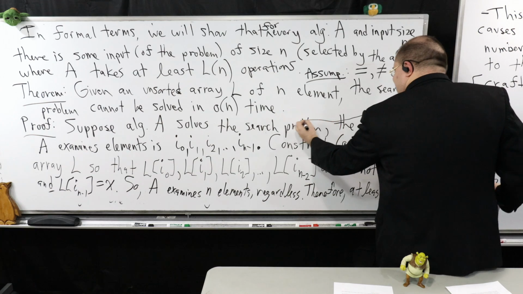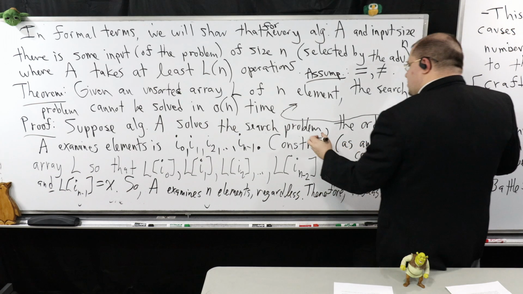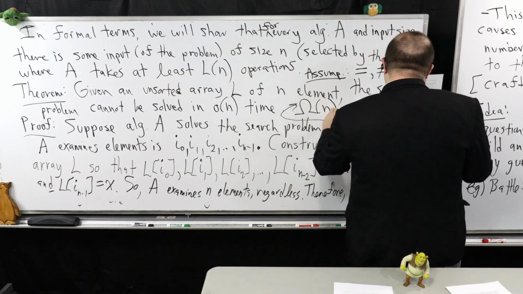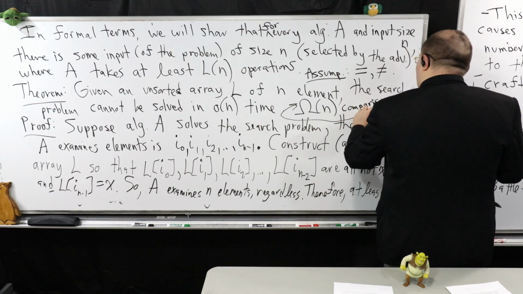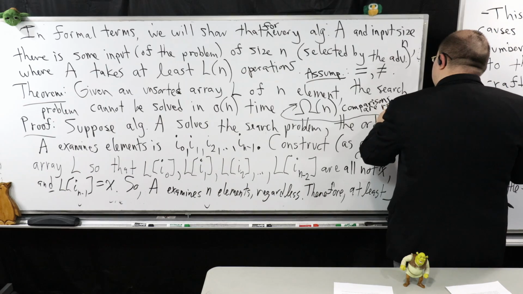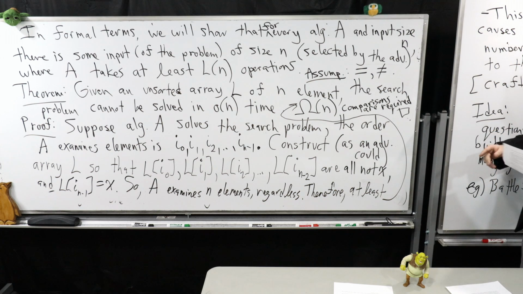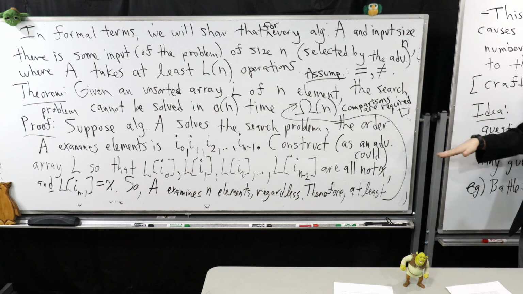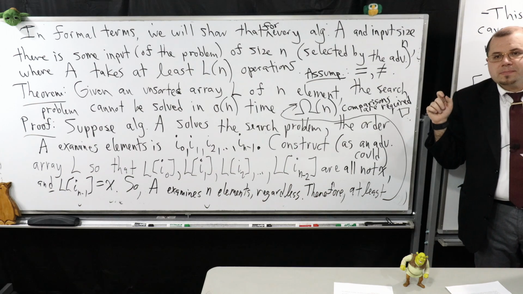Running out of space here, I'm just going to try to squeeze it in here. Therefore, at least, big omega of n comparisons are required. And that's the end of the proof. So just let me reiterate this. So A examines n elements regardless. Therefore, at least big omega n comparisons are required.